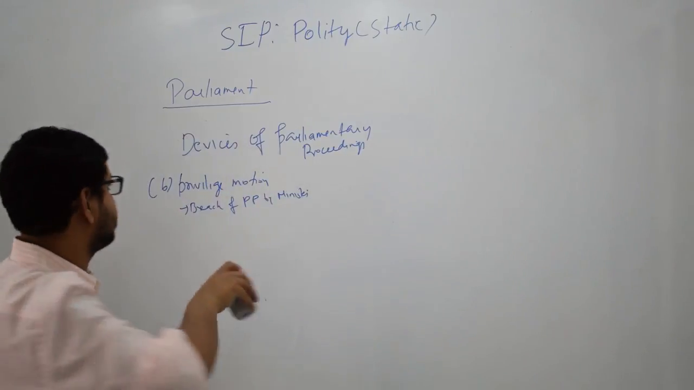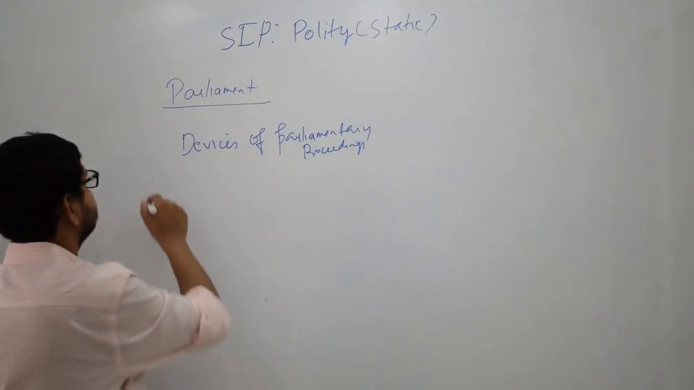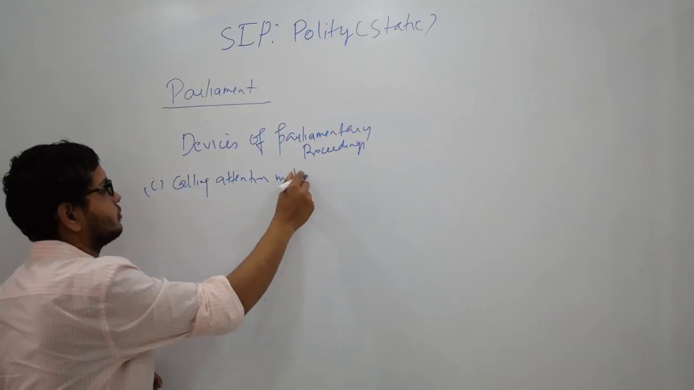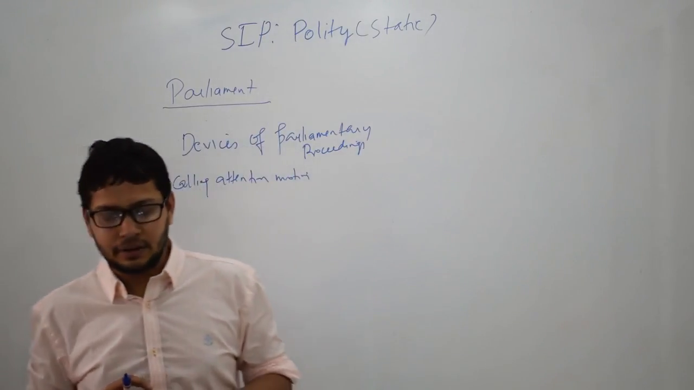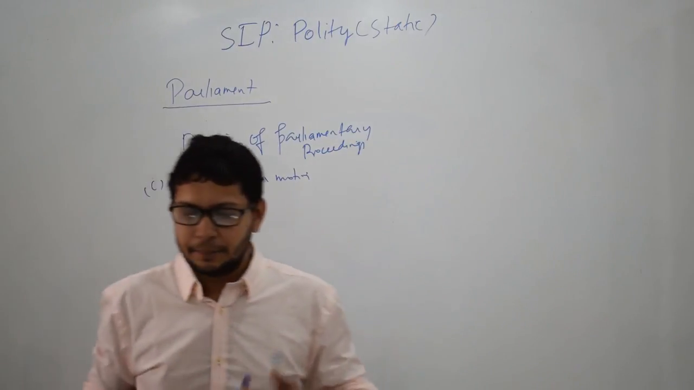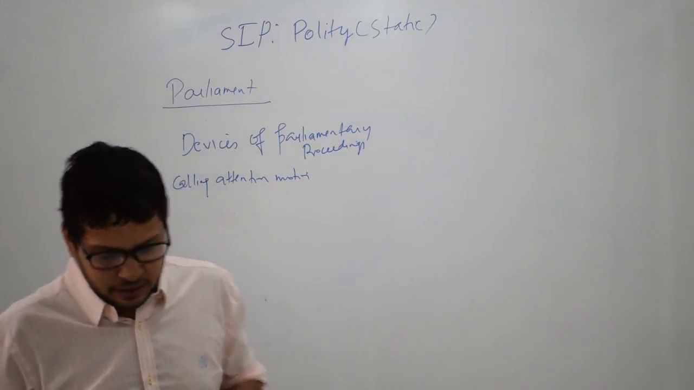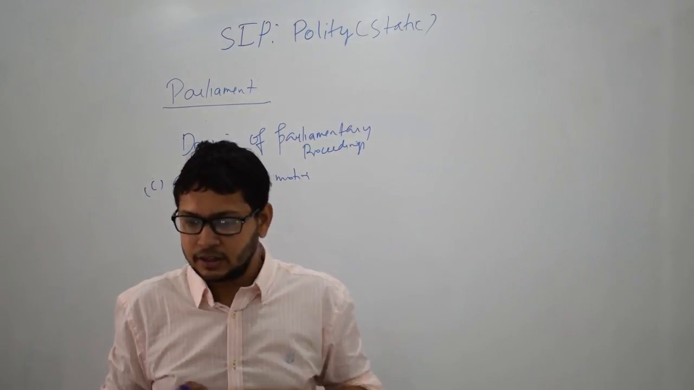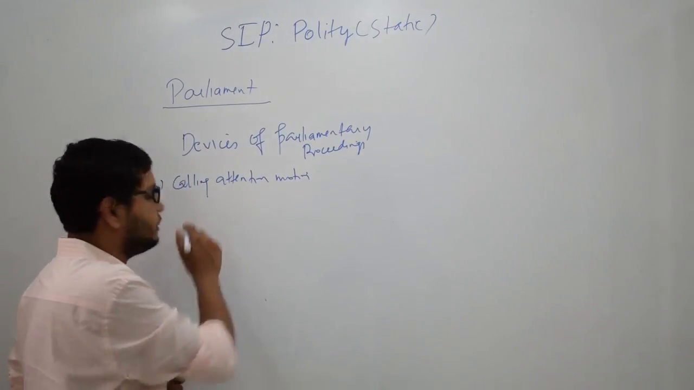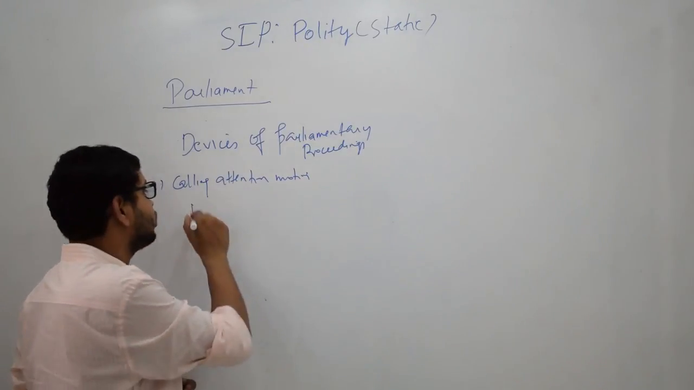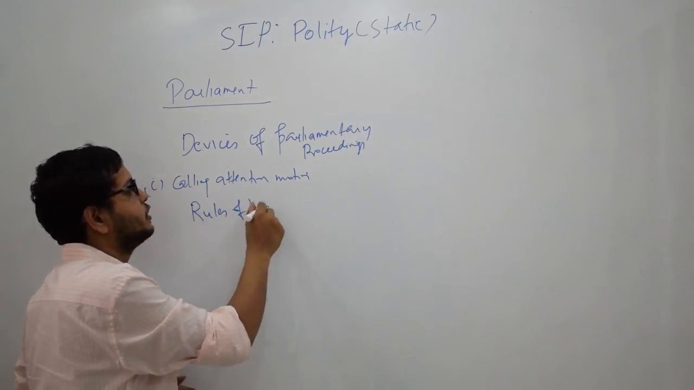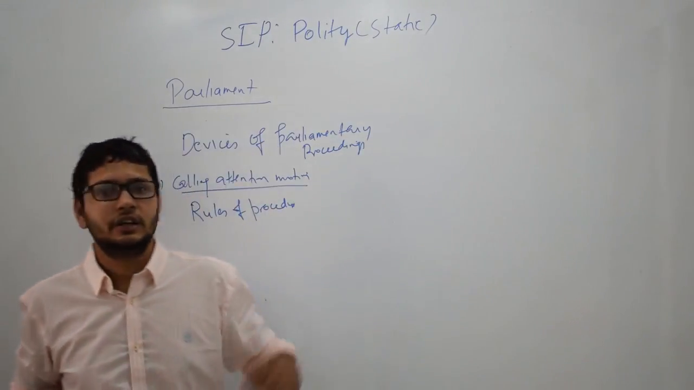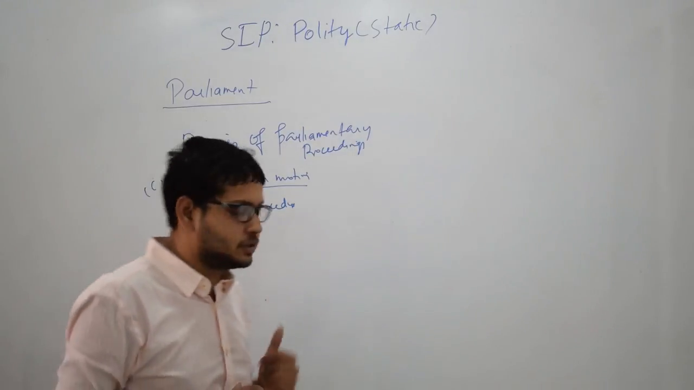Next is calling attention motion. It is again introduced in parliament by a member to seek the attention of a minister in a matter of urgent importance, right? And just like the zero hour, it is also an Indian invention in the parliamentary process. However, unlike the zero hour, this motion is mentioned in the rules of procedure. So there is a difference between zero hour and calling attention motion. Zero hour is not mentioned in the rules of procedure of parliament, however, calling attention motion is.